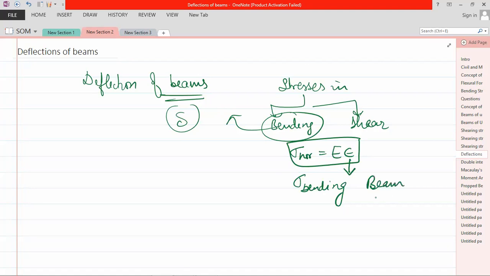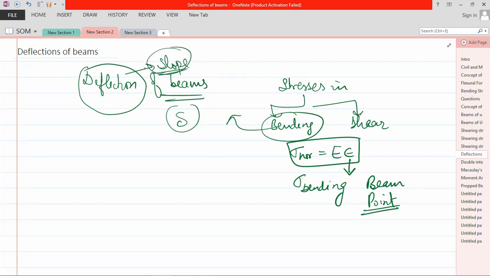The beam can be simply supported or cantilever, and the load can be a point load, uniformly distributed load, uniformly varying load, anything. So what is the value of deflection? And along with deflection, we also obtain slope. So both things, the slope and the deflection. To solve this, there are three methods. First is the double integration method.